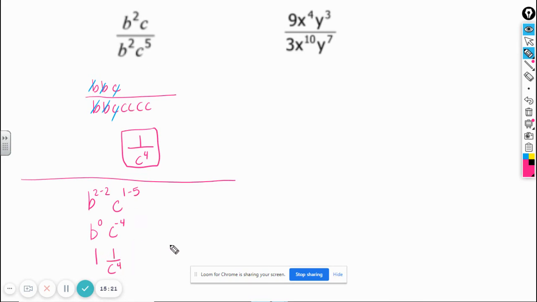1 times this is just itself, so 1c to the 4th. So that's what I mean by they're canceling out. Really, they're turning into a 1, which doesn't change anything, and so we just leave it off.